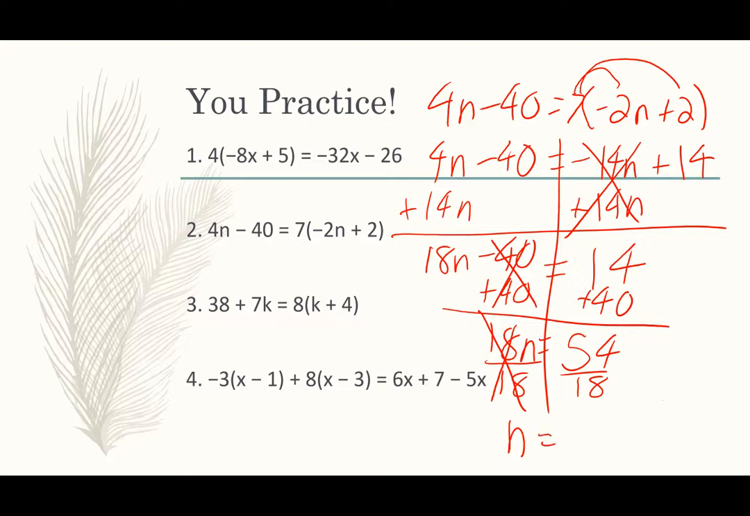And on the right-hand side, I also do that division, but I simplify it. So 54 divided by 18, grab a little calculator. I believe this is 3. We have our answer. 1n equals 3. N is equal to 3. And that's the problem.